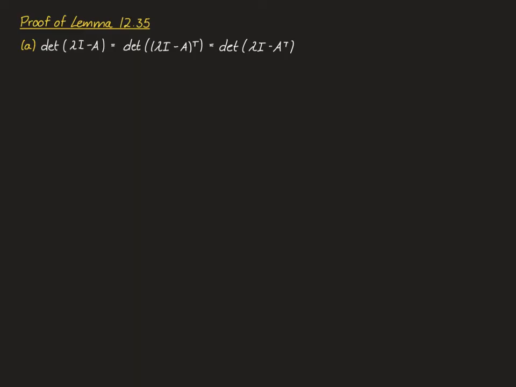Now to the proof of lemma 12.35. The proof of part A is really short, as it follows from the observation that the determinant of lambda I minus A is equal to the determinant of lambda I minus A transpose.